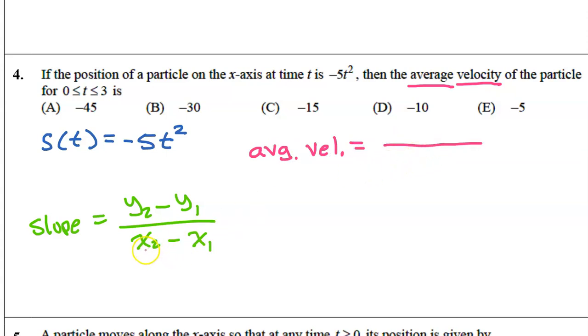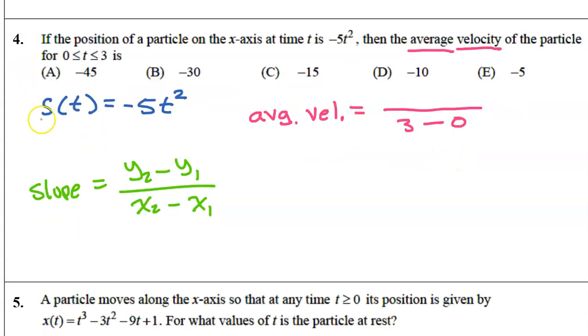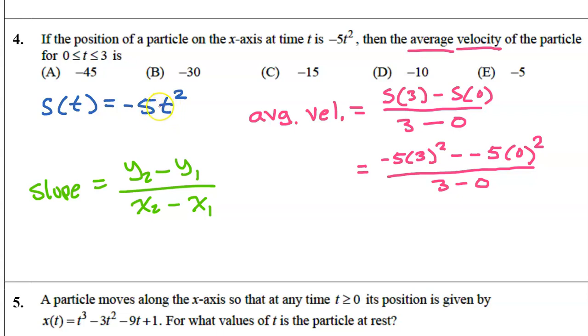Okay, let's actually start with the x2 minus x1. These values will come from the interval itself. So the x2 is the 3, and the x1 is the 0. We know that the value of a function is the y value. So our y2 minus y1 will be the position at 3 minus the position at 0. So evaluating our position function at 3 and 0, we get this expression minus this expression.